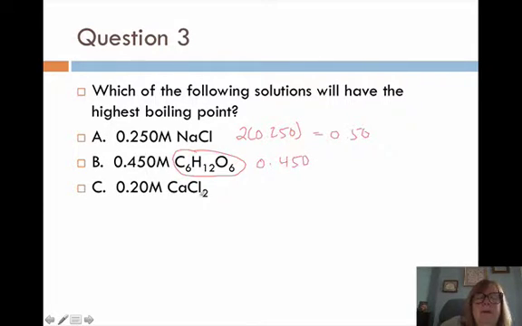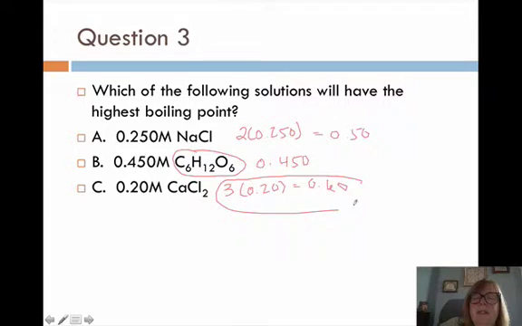And the calcium chloride is going to separate into 3 particles, 1 calcium and 2 chlorides. And so the one that has the biggest number here, because we are changing concentrations and they all have a different number of particles, the one with the highest number, the calcium chloride solution, is going to be the one with the highest boiling point.